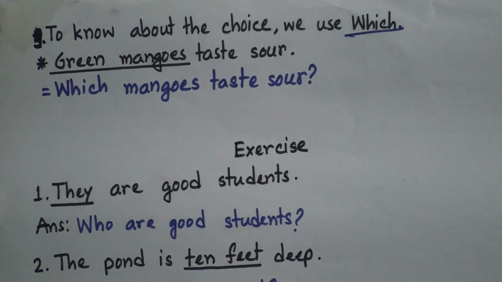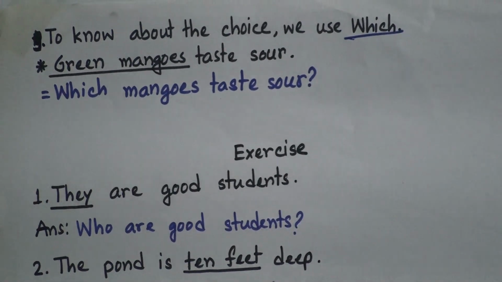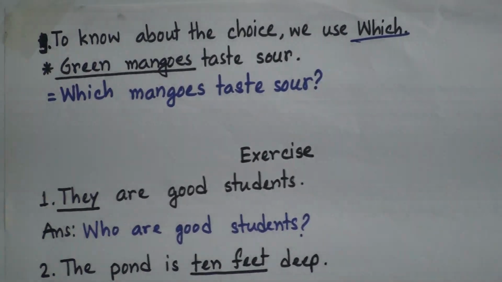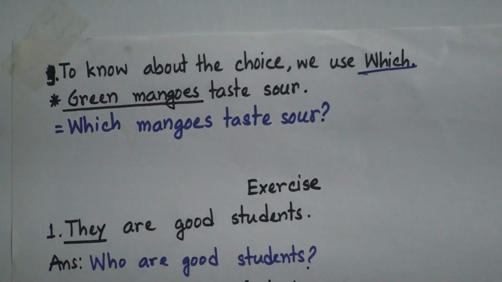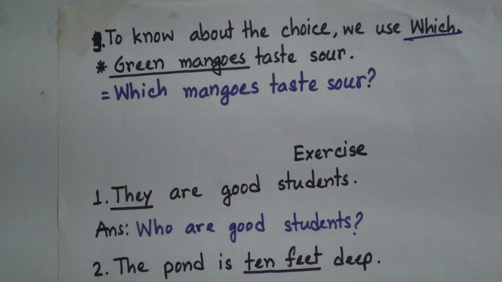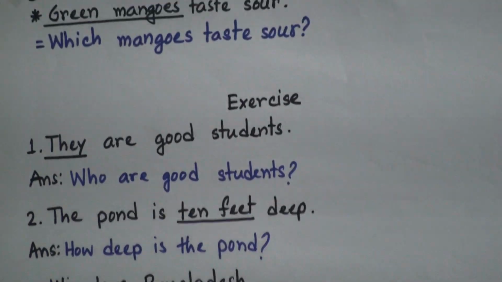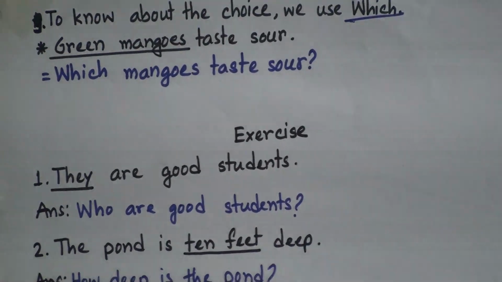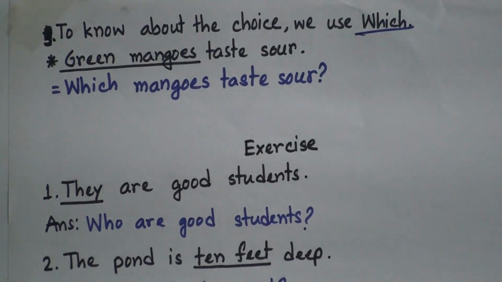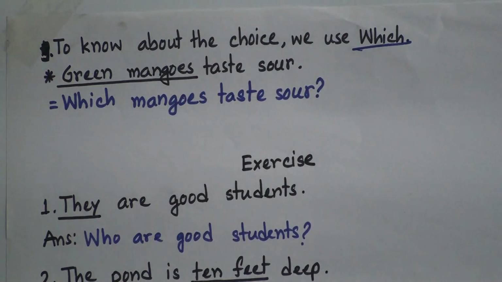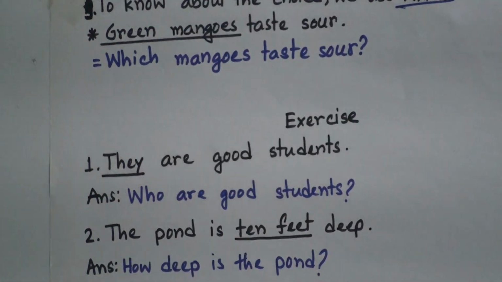And dear students, if you want to know about the quantity, you will ask a question with how many, and if you want to know about the duration or length, you will ask a question with how long. And if you want to know about the distance, you will ask a question with how far, like this. And if you want to know about the depth, you will ask a question like how deep, like this. So these are the questions with how, if you want to know about the amount or the way or the manner.